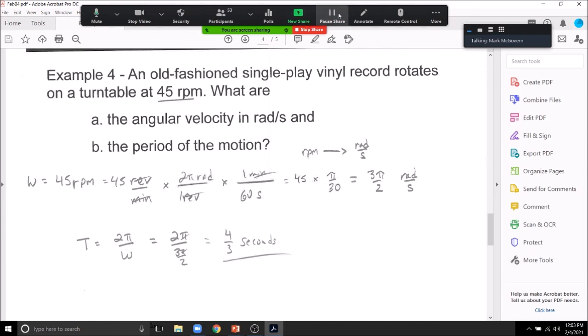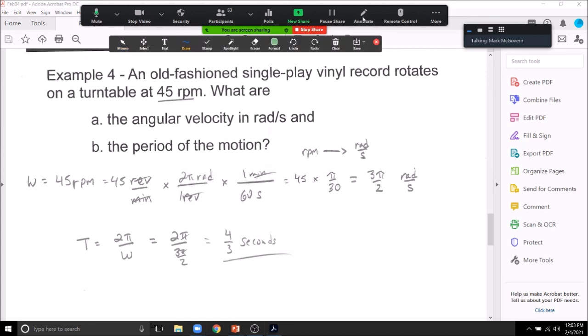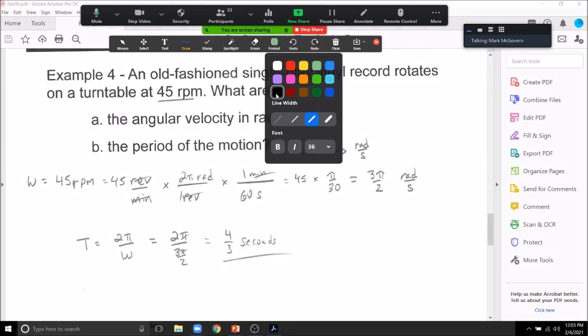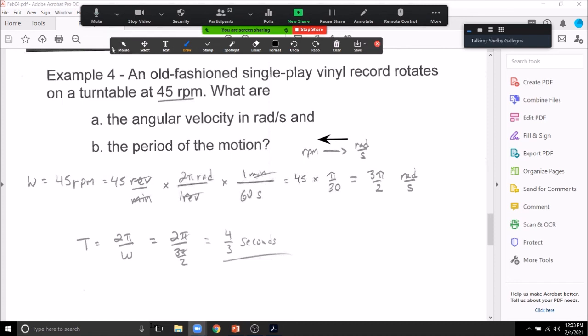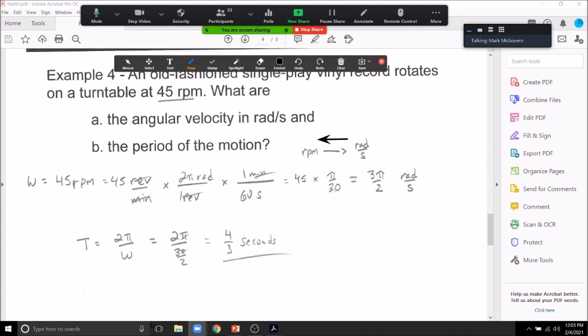What do you think I'm going to have to do if I want to go the other way? If I want to go from radians per second to revolutions per minute, what am I going to do there? You have any idea? Anybody? You do the same thing but backwards? Yep, you multiply by the reciprocal of this, 30 over pi. Yep.